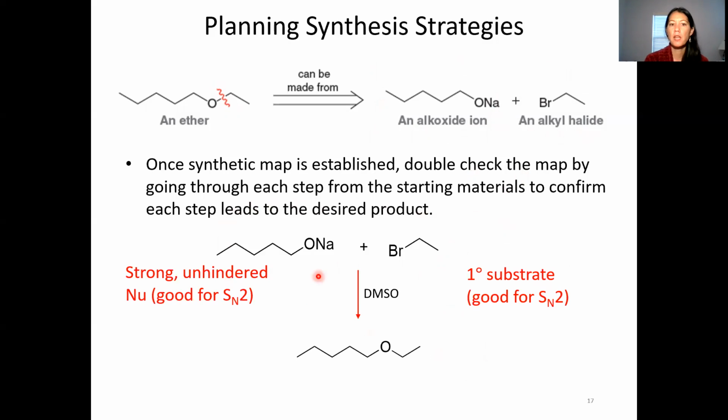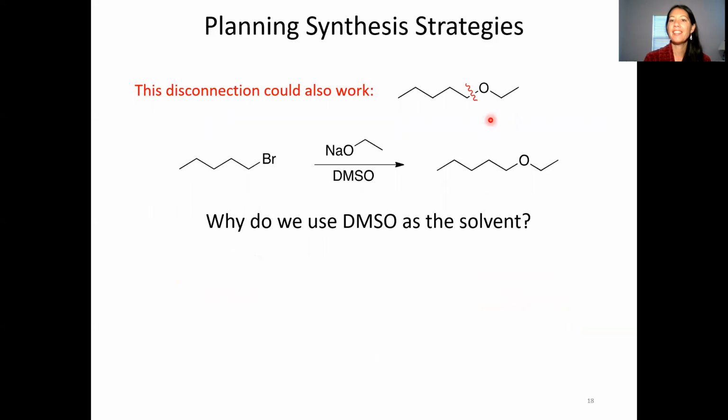And it makes sense. Here you have this primary unhindered nucleophile, good for SN2, primary halide, good for SN2 as well. Okay, and then here I'm showing that original disconnection, the bromide, alkyl, the longer chain with the bromide, this also works, and reacting with the right piece of sodium ethoxide, DMSO, that will give you the exact same product. So both work, both would be correct answers.